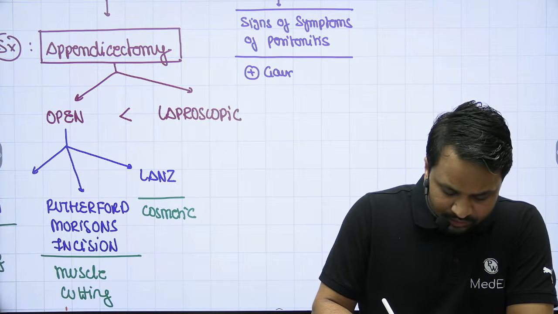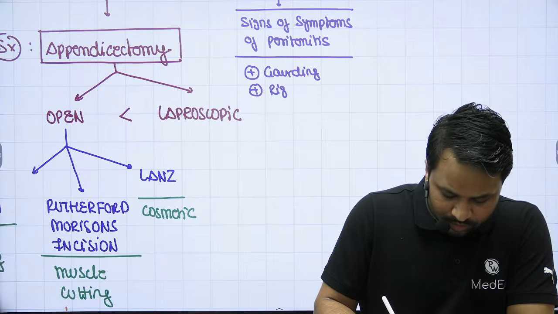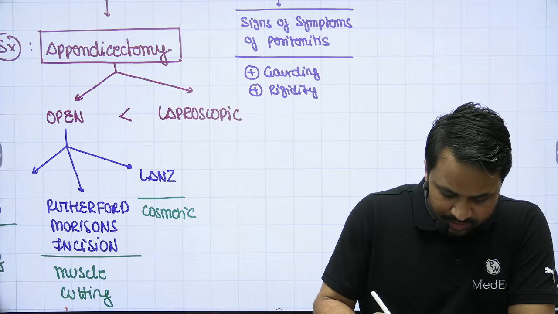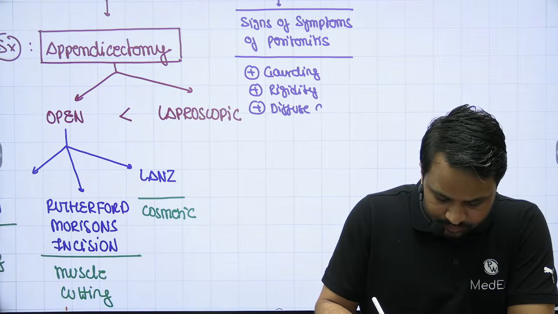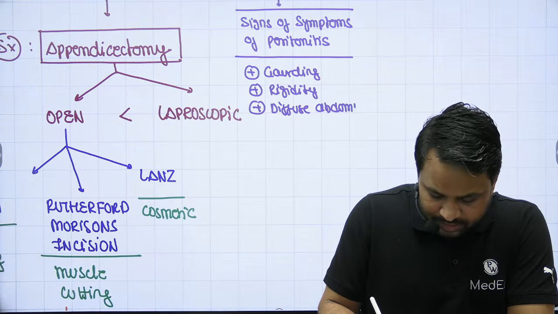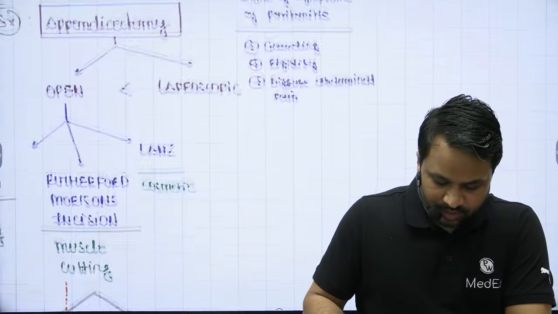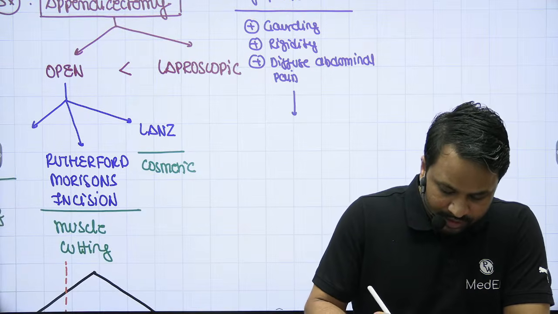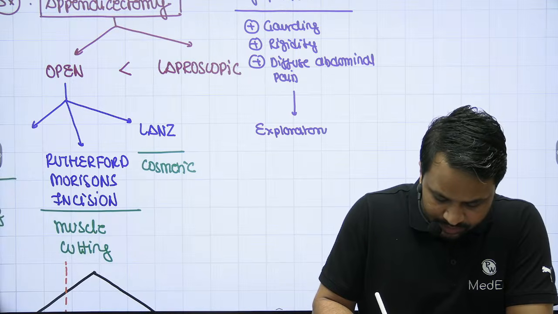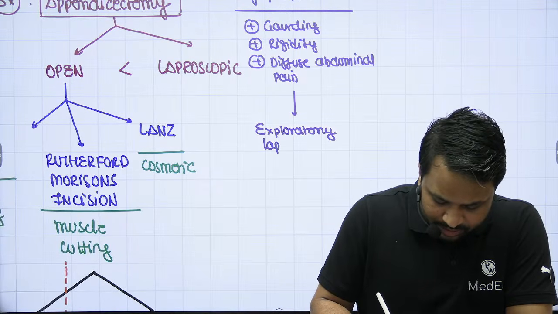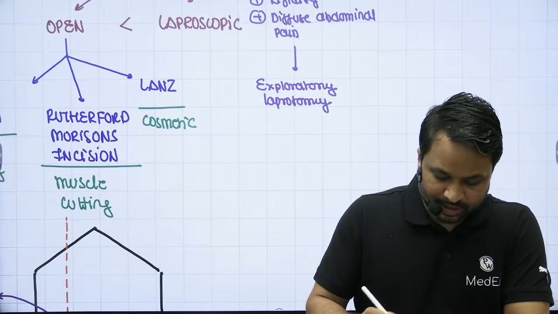guarding in the abdomen. There will be presence of rigidity in the abdominal wall. There will be diffuse abdominal pain. Right? For these patients, you have to take the patient for exploratory laparotomy.